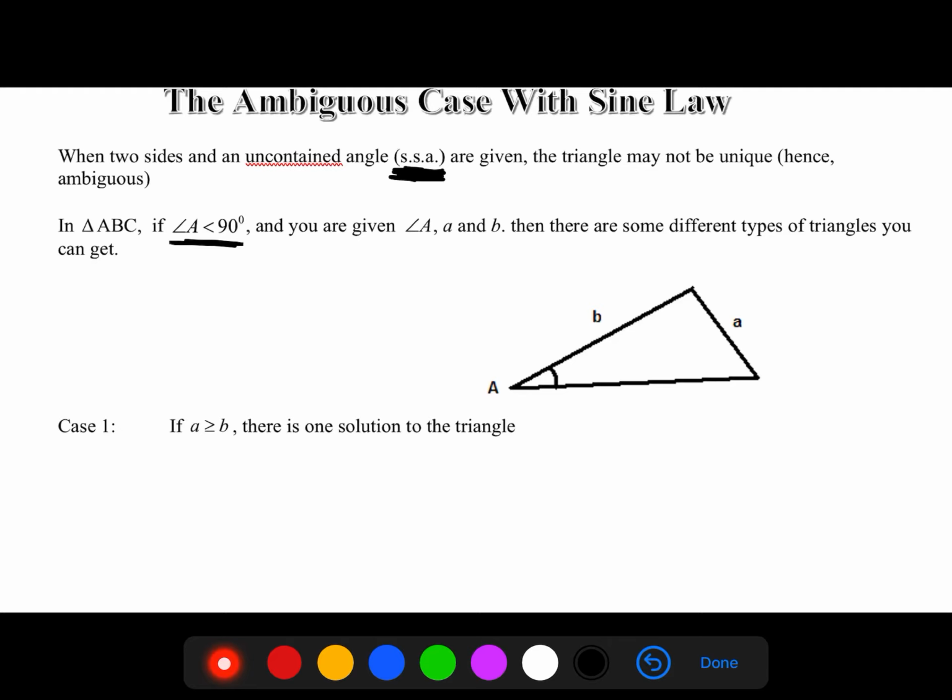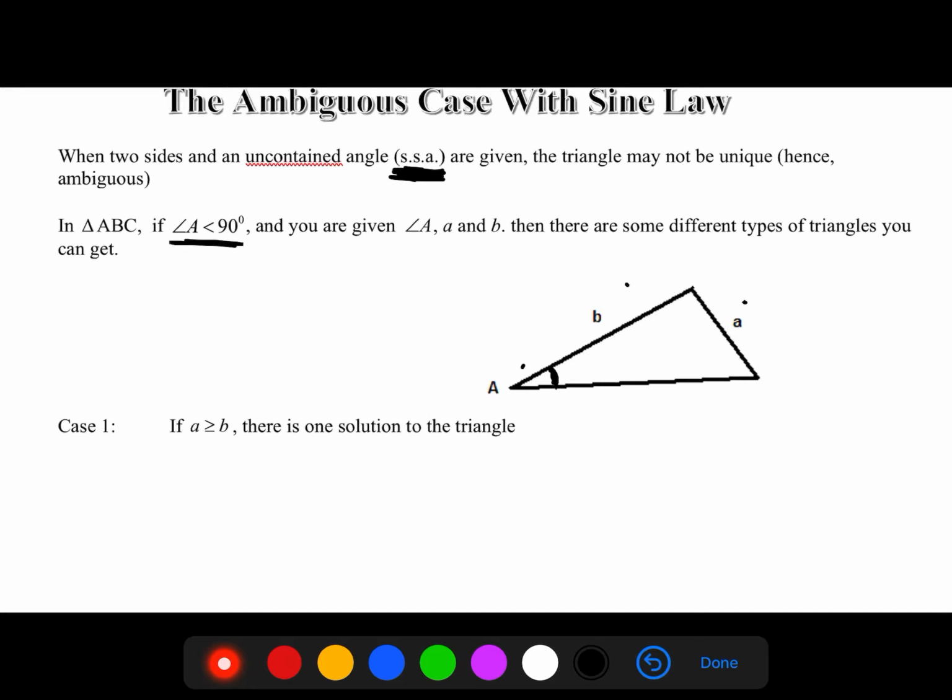Looking at triangle ABC here, this is only going to happen in this very specific type of triangle where we are given the uncontained angle. So we have side-side-angle. The angle is not in between the two given sides. So, uncontained angle.